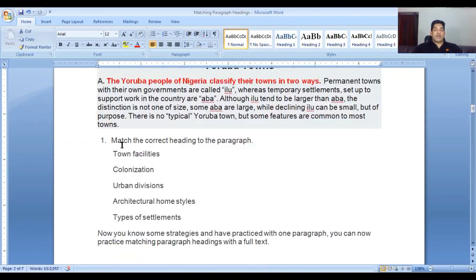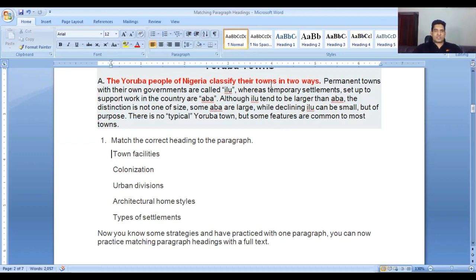Number one, here are the headings to match to the paragraphs: town facilities, colonization, urban divisions, architectural home style, or types of settlements. So which one relates with which one we'll discuss later. Now you know some strategies and have practiced with one paragraph. You can now practice matching paragraph headings with the full text.